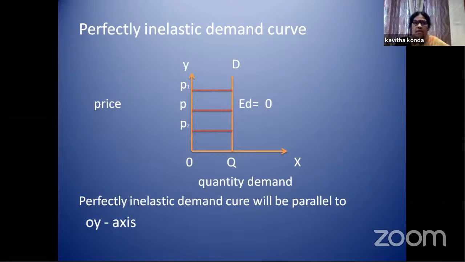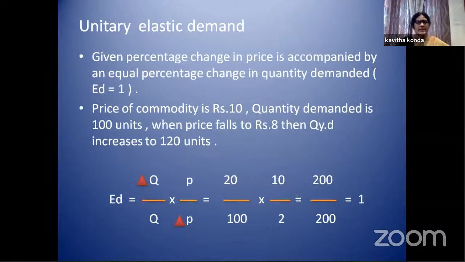The next one is the unitary elastic demand. In the unitary elastic demand, a given percentage change in the price is accompanied by an equal percentage change in the quantity demanded. It means the change in the price and the change in the quantity demanded will be the same. They will be equal. A 1% change in the price leads to a 1% change in the quantity demanded. So the same changes will be seen. That's why ED is equal to 1.